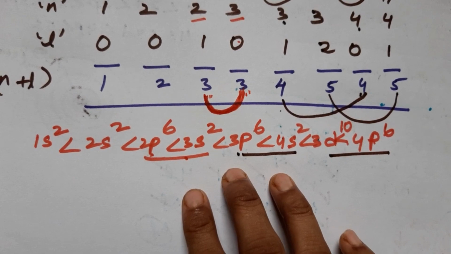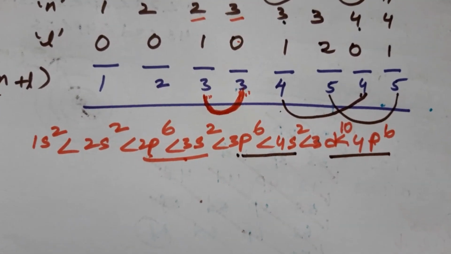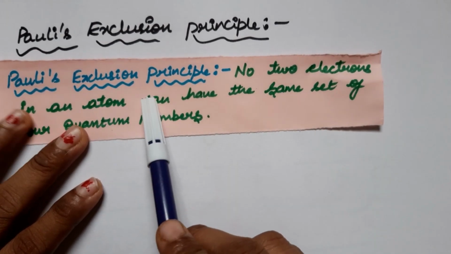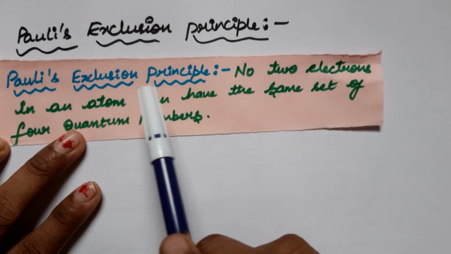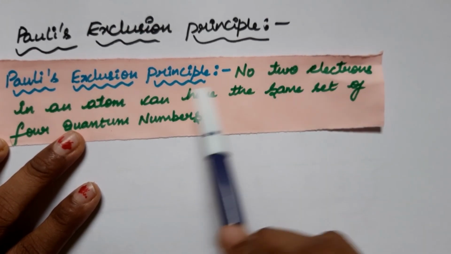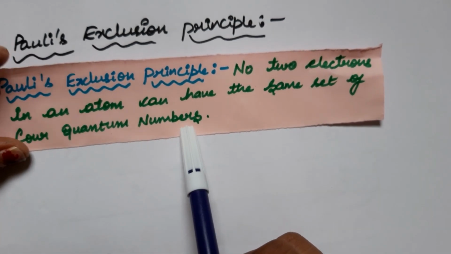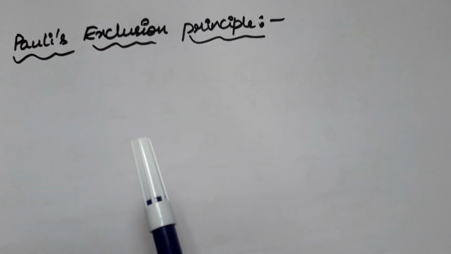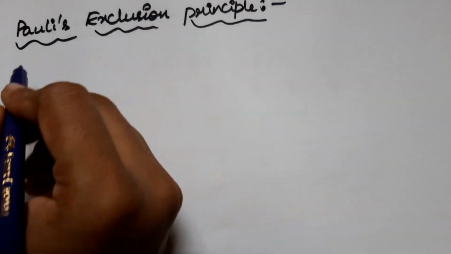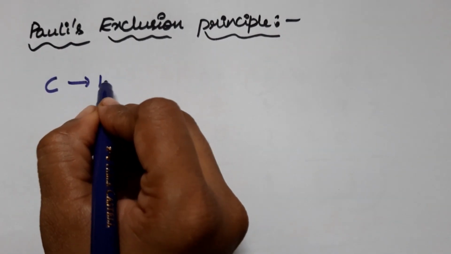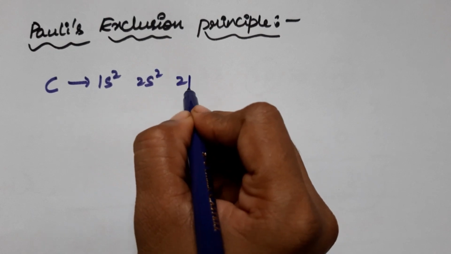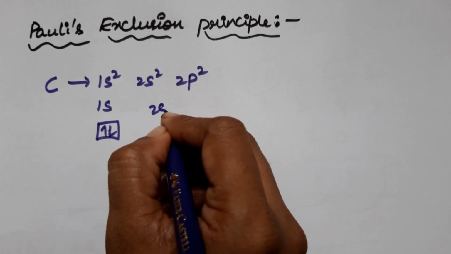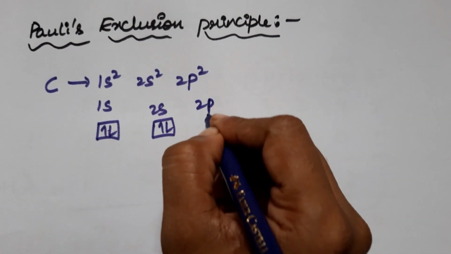Next rule is Pauli's exclusion principle. We will see what is meant by Pauli's exclusion principle. No two electrons in an atom can have the same set of 4 quantum numbers. I will explain this rule. For example, the carbon electronic configuration is 1s2, 2s2, 2p2. For 1s, 2 electrons. For 2s, 2 electrons. For 2p, 2 electrons.